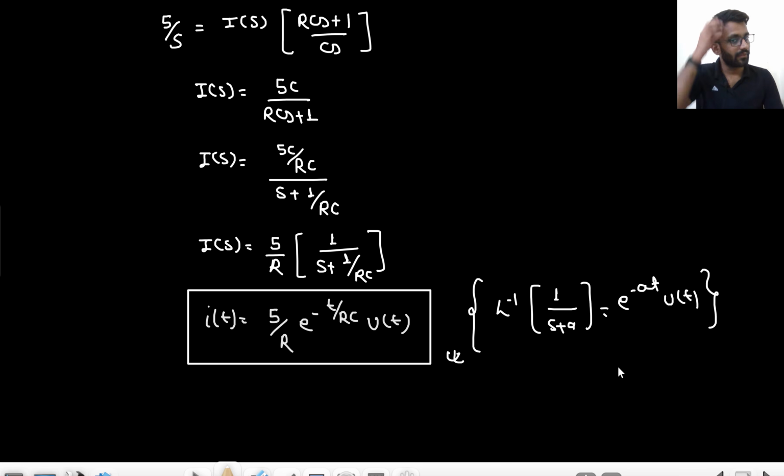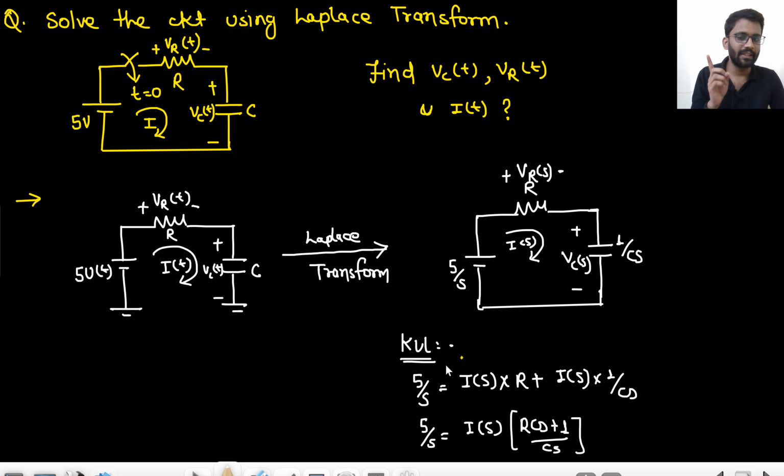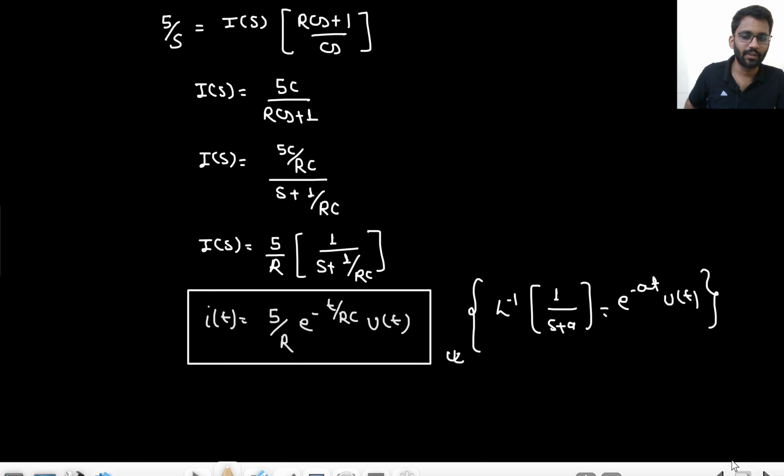And this is what we got when we did it with the time domain analysis. When we did it with the time domain analysis, what did we do? Initially the current is 5 by R, at infinity the current is 0. So 5 by R e to the power minus t by RC into u(t). This is e to the power minus t upon tau, and tau value is RC. And if you solve it with Laplace transform, this is what you are getting.